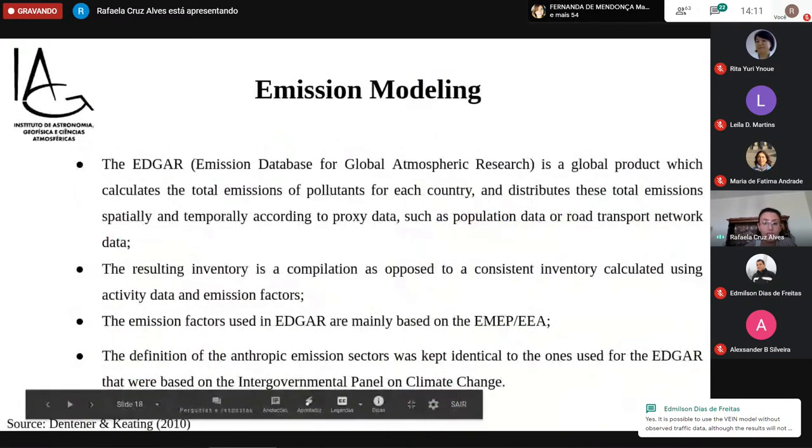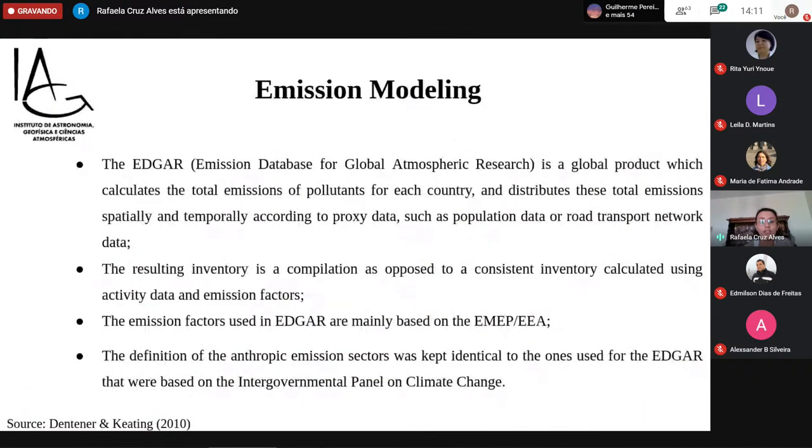EDGAR is a global product which calculates the total emission of pollutants for each country and distributes this total emission, spatially and temporally, according to proxy data. The resulting inventory is a compilation, as opposed to a consistent inventory calculated using activity data and emission factors. The definition of the anthropic emission sectors was based on the IPCC.